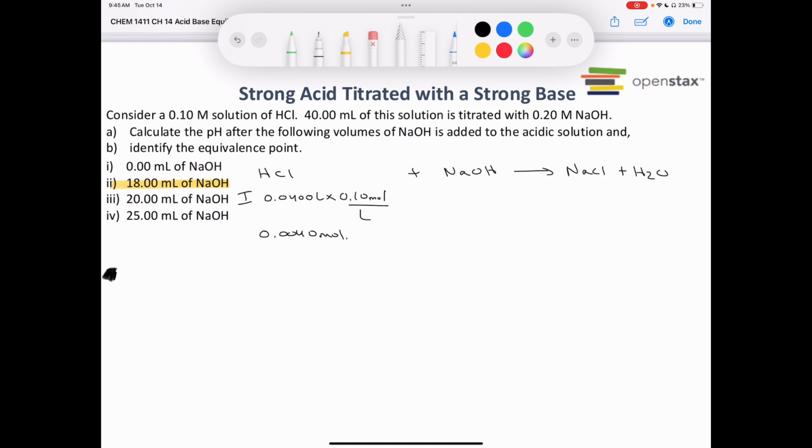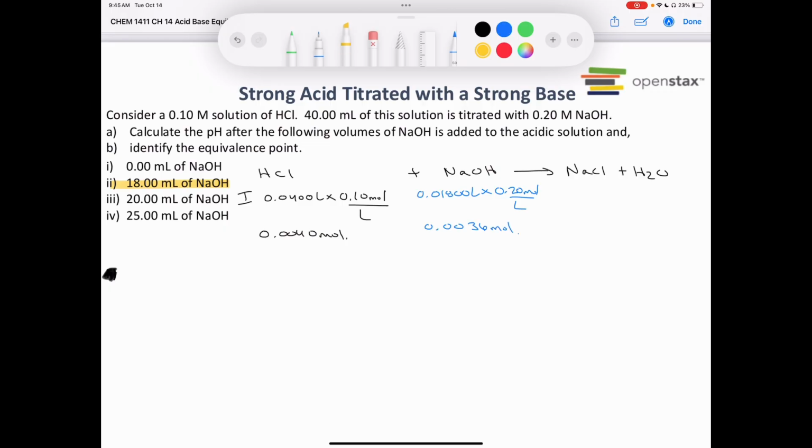Now for our sodium hydroxide, we have 18 milliliters. So we have 0.01800 liters multiplied by the concentration, 0.20 moles per liter. And that means the initial amount of sodium hydroxide is going to be 0.0036 moles. Okay, now this is what we're starting out with.